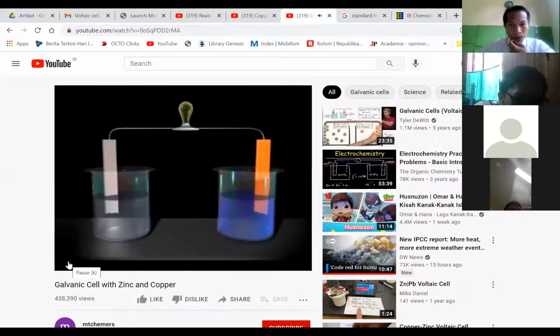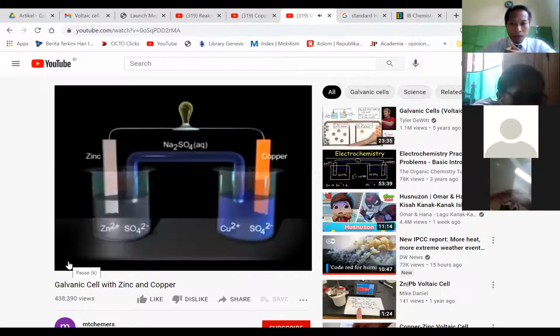The zinc electrode is immersed in a solution of zinc sulfate. The copper electrode is immersed in a solution of copper-2 sulfate. No current flows through the light bulb because the electrical circuit is not complete. To complete the electrical circuit, we add a tubular bridge filled with aqueous sodium sulfate solution with a porous plug on each end. We now have a complete circuit and current flows.